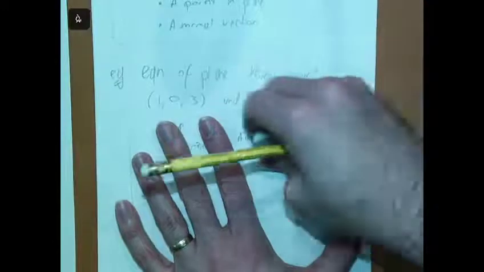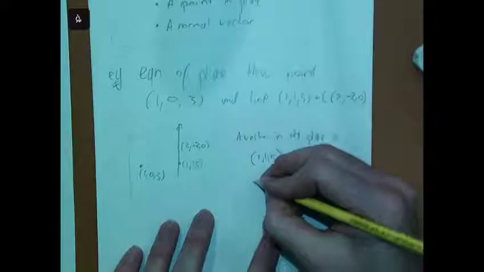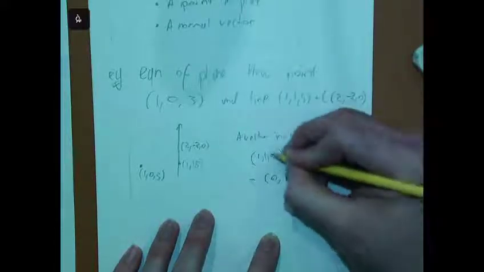I could do 115 minus 103, which is probably a better one to do because it would give me less negatives. Nothing would have stopped me doing the other one. I just need any vector in the plane. So that is a vector in the plane. We have another vector in the plane, which is 2, minus 2, 0.